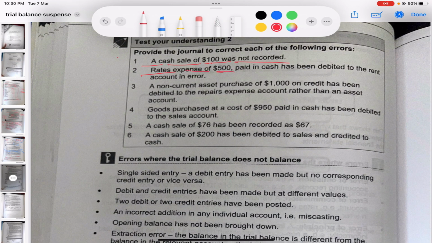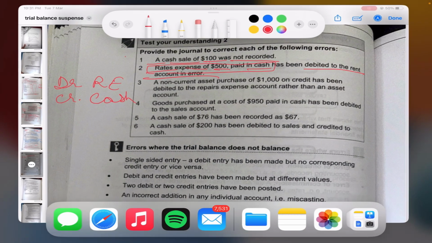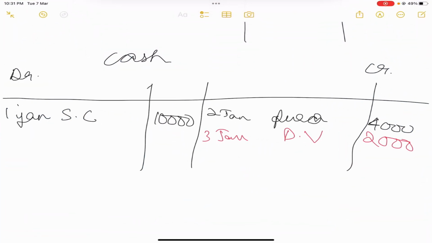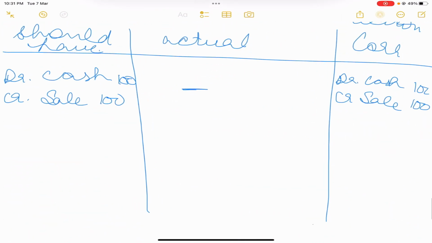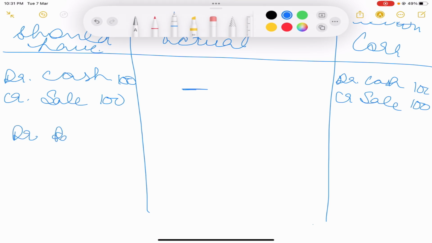Rates expense of 500 paid in cash has been debited to rent account in error. Okay. So what should have been the entry of rates expense paid in cash? Debit rates expense, credit cash. This is my correct entry, right? So let's write that. Debit rates, credit cash by 500. This is my should have been entry.